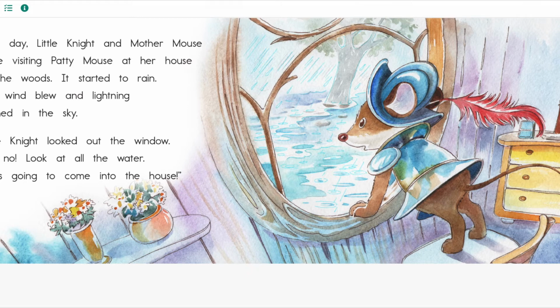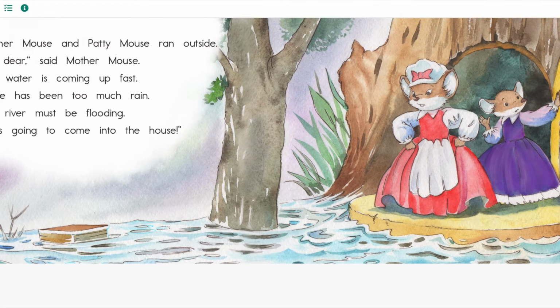So Mother Mouse and Little Knight are visiting Patty Mouse at her house in the woods. And as you can see in the picture, Little Knight is looking out the window and he's seeing that the wind is blowing and it's lightning and it's raining. And he's realizing that the water is going to come into the house. So here's Mother Mouse and Patty Mouse, and they're outside looking. They're like, oh dear, the water is coming up fast. The river must be flooding.